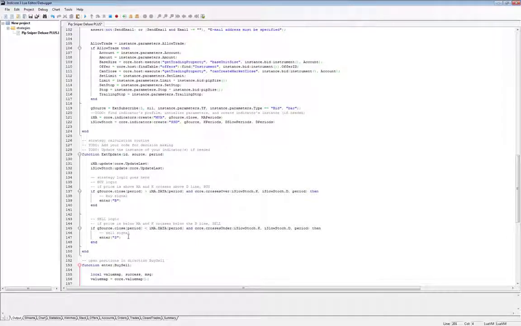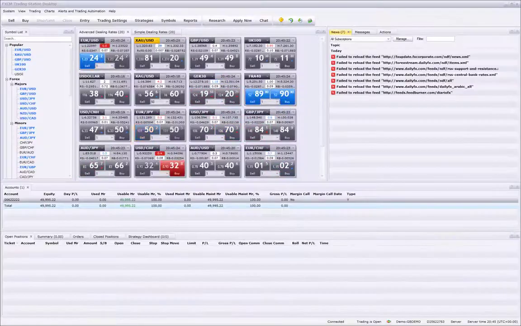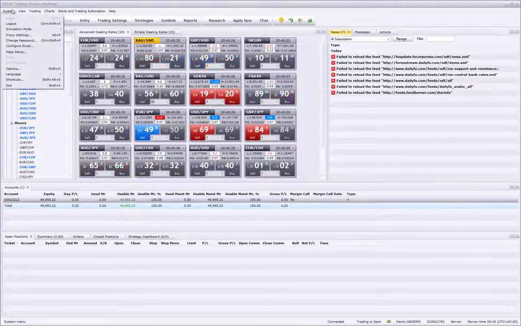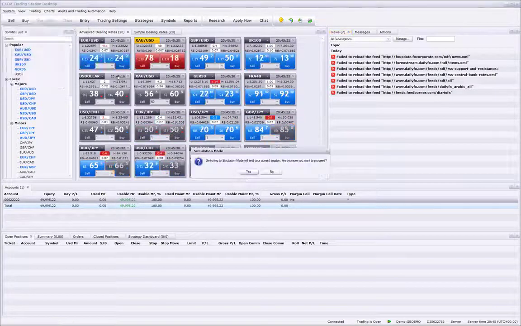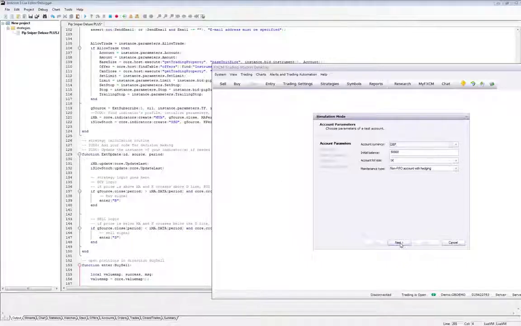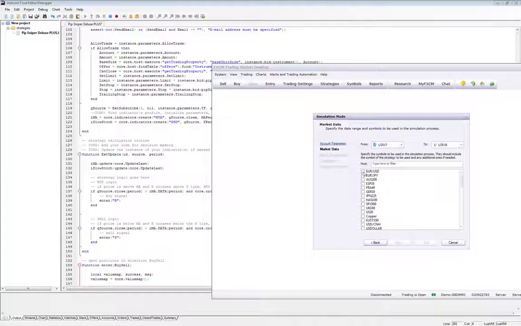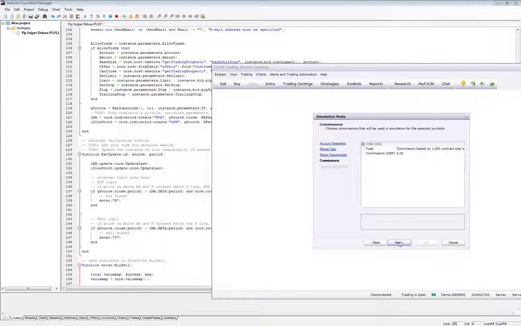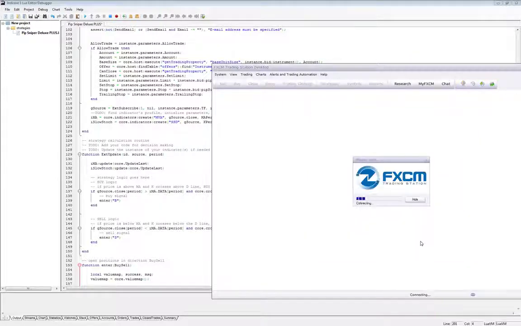So now that we have our trading logic done, let's add this in simulation mode and see how it works in a real trading environment. To do that, I'm going to open up Trading Station. Going to click on System and go to Simulation Mode and go to New. Choose whichever currency pair or dates you prefer. I'm going to look at the year 2017 for the Eurodollar. And click Start.